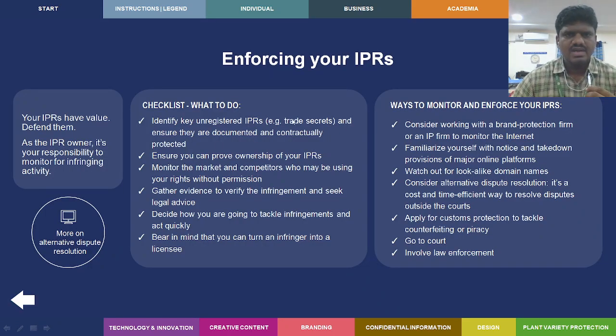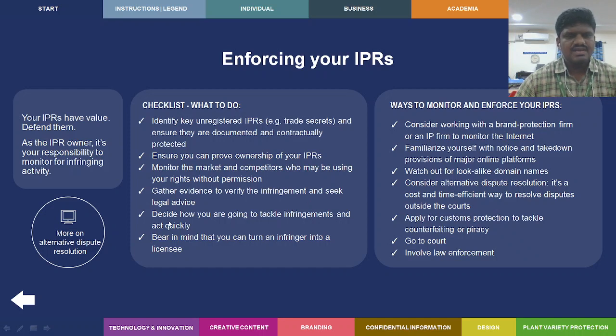So how can I enforce my rights? Very important point: enforcing your IPRs. Your IPRs have value. Defend them. As the IPR owner, it's your responsibility to monitor for infringing activity. Checklist, this is very important. Identify key unregistered IPRs and ensure they are documented and contractually protected. Ensure you can prove ownership of your IPRs. Monitor the market and competitors who may be using your rights without permission. Gather evidence to verify the infringement and seek legal advice.